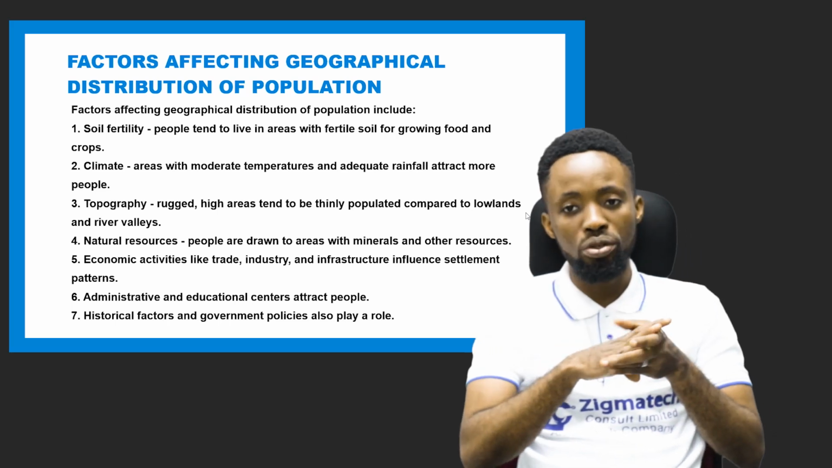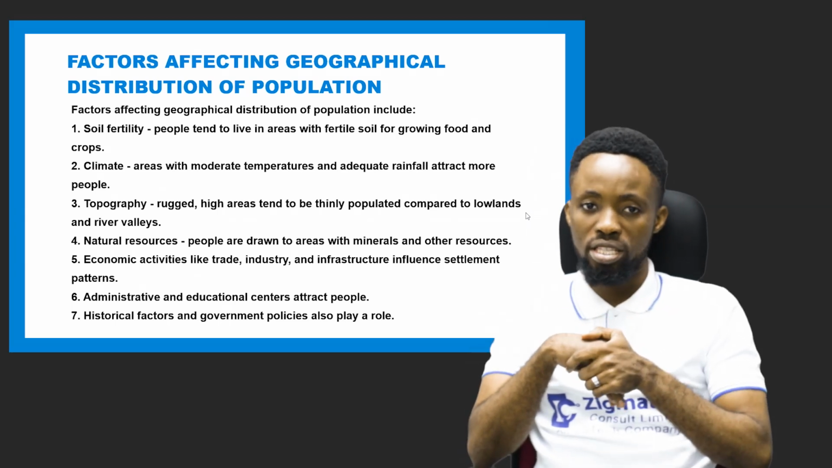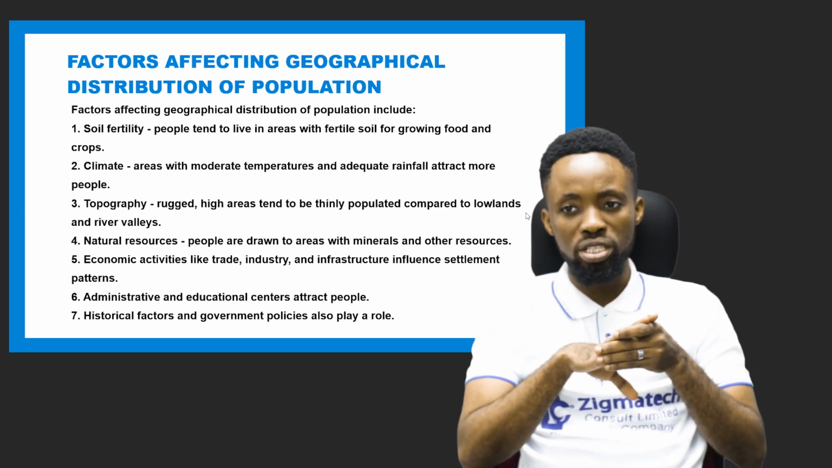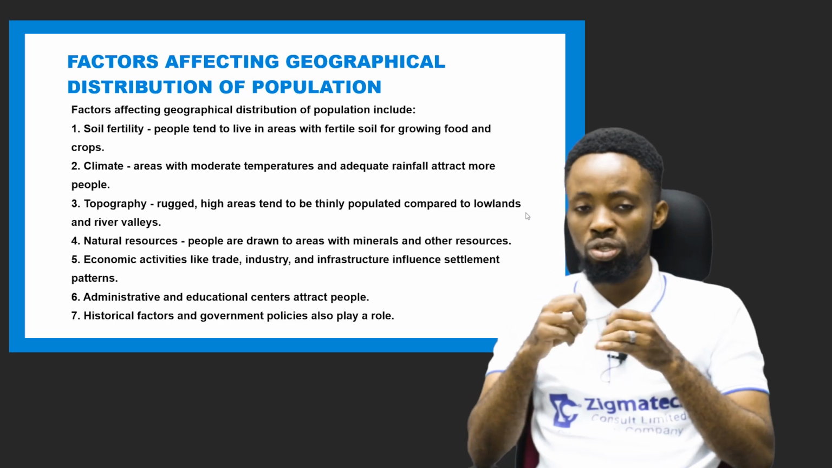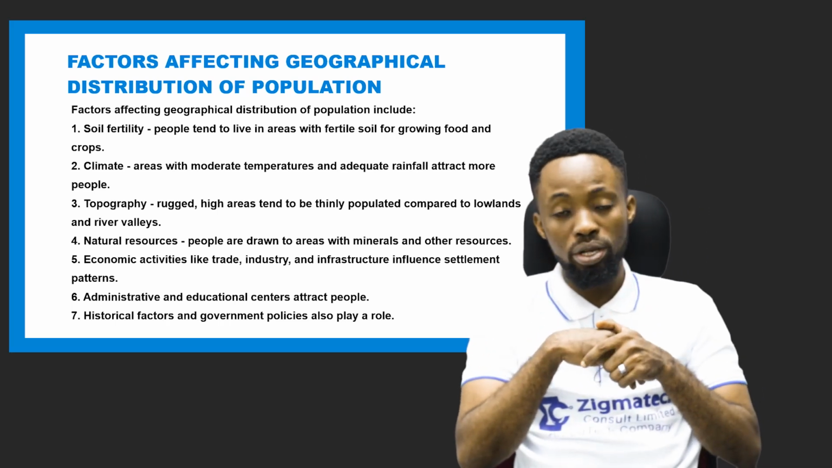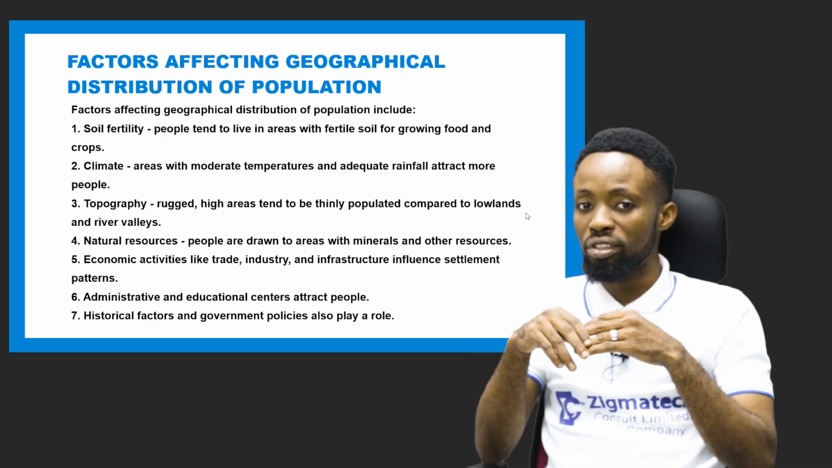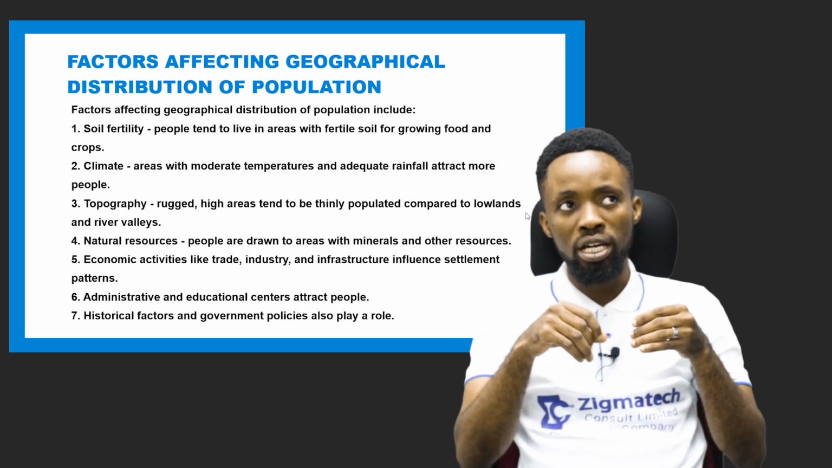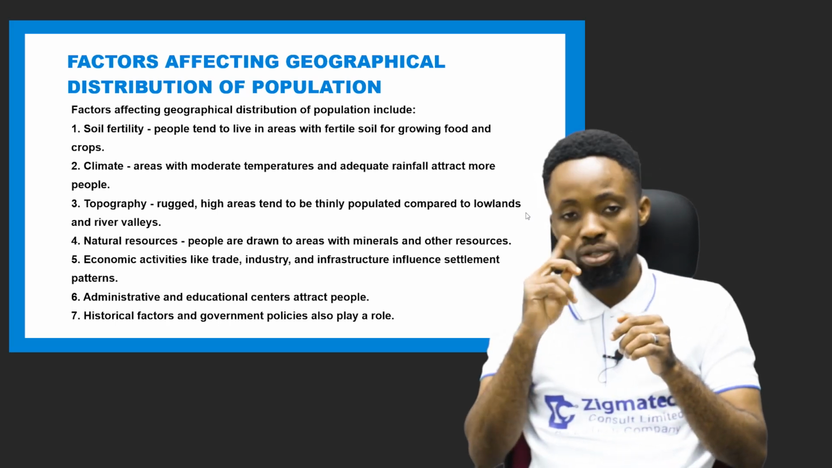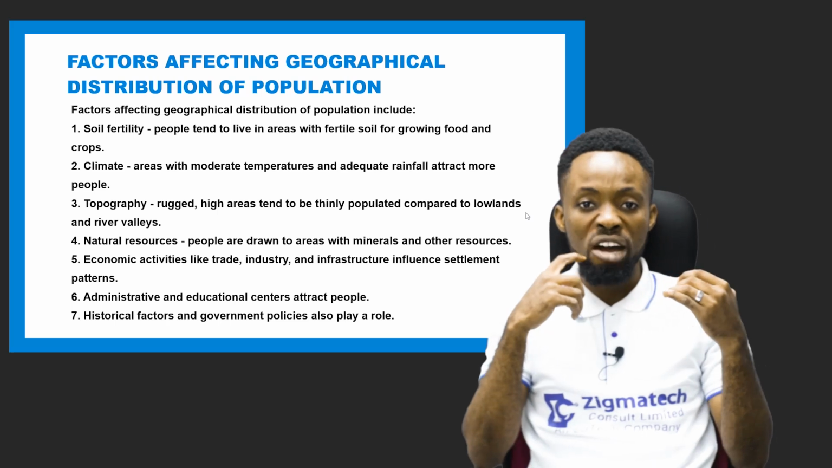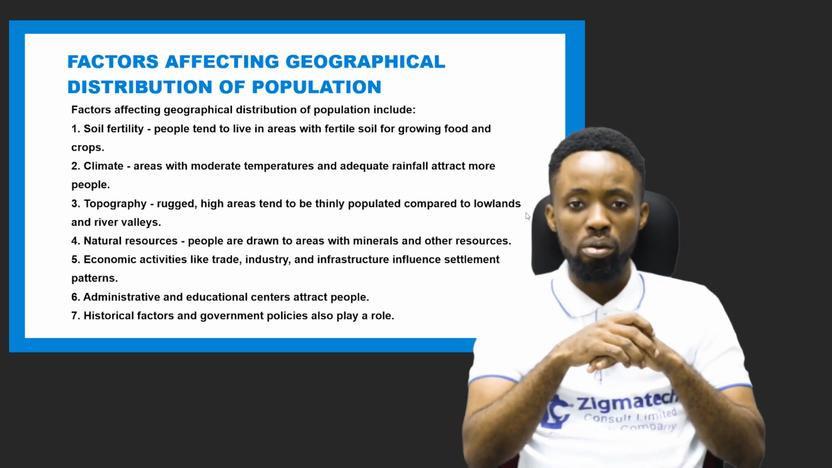Then the second factor that can affect population distribution in a place is the climate. Places with a moderate climate and adequate rainfall will always attract more people. People tend to live in a place where the climatic condition is conducive for them, where they can reside without having issues with the climate, where they can live and do their business. A place where the climatic condition won't really affect their day-to-day activity. So people prefer to live in such a place.